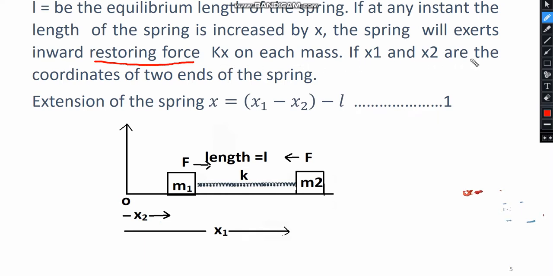If x1 and x2 are the two end coordinates of the spring from the two masses, then the extension of the spring x is equal to x1 minus x2 minus L. This one we will call equation number 1.